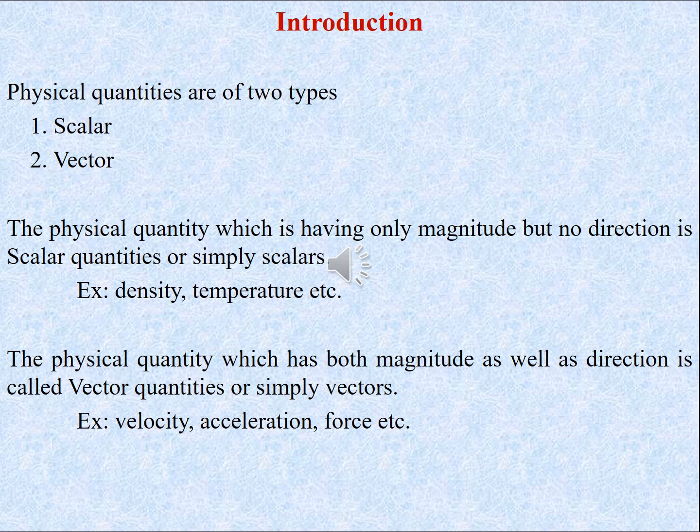First one is the scalar and second one is the vector. Scalar means the physical quantity which is having only magnitude but no direction is called a scalar quantity. Examples: density, temperature, etc. Next one, vector. The physical quantity which is having both magnitude as well as direction is called a vector quantity. Examples are velocity, acceleration, force, etc.